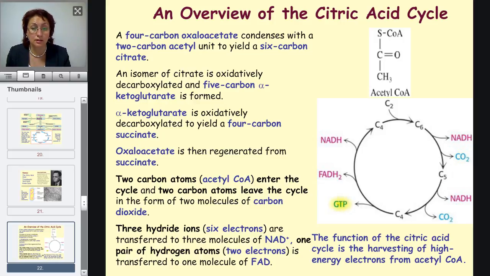2 carbon atoms, as acetyl-CoA, enter the cycle and 2 carbon atoms leave the cycle in the form of 2 molecules of carbon dioxide. 3 hydride ions, 6 electrons, are transferred to 3 molecules of NAD, and 1 pair of hydrogen atoms, 2 electrons, is transferred to 1 molecule of FAD. The function of the citric acid cycle is the harvesting of high-energy electrons from acetyl-CoA.